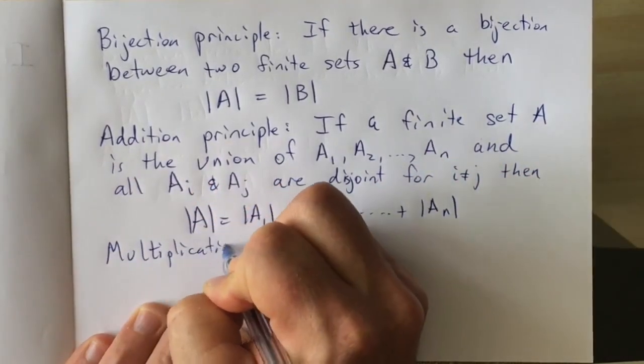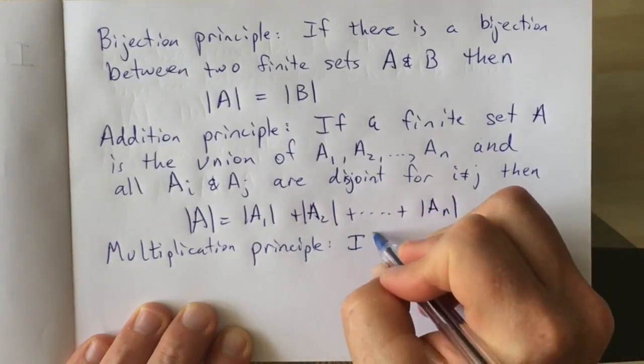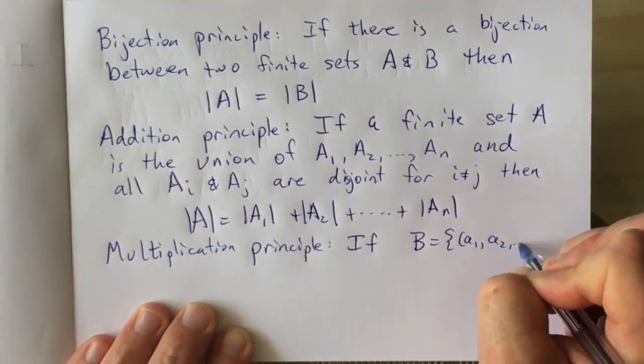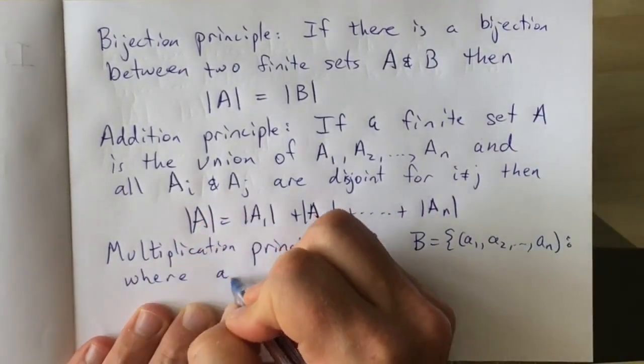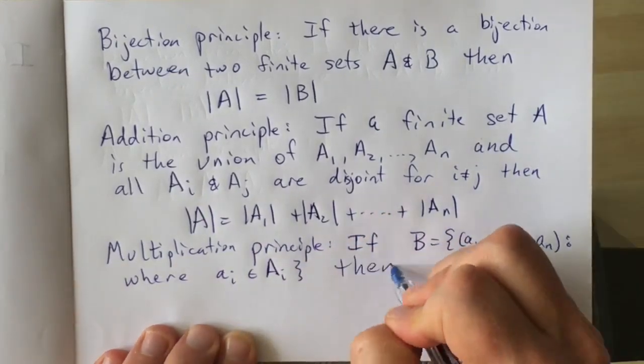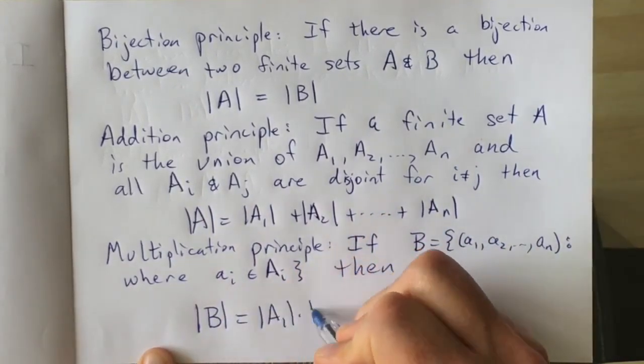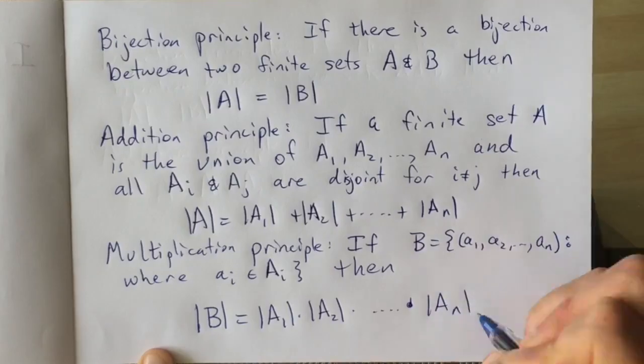The third principle is called the multiplication principle. It says that if B is the set of tuples, where the ith entry of the tuple is from the set A_i, then the cardinality of B is equal to the product of the cardinalities of the A_i.